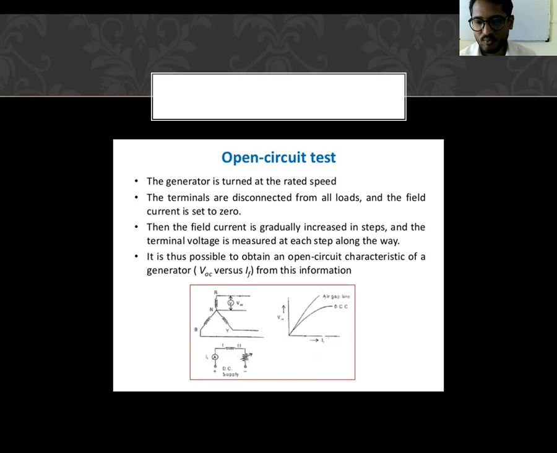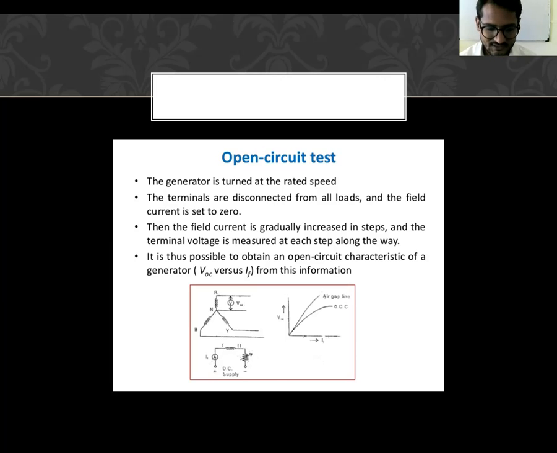The extended linear portion of the OCC is called the air gap line. This is the air gap line. From the curve we know that because of saturation in the iron parts of the machine, the no load generator voltage E does not increase in the same proportion as the increase in field current. So this is the open circuit test.